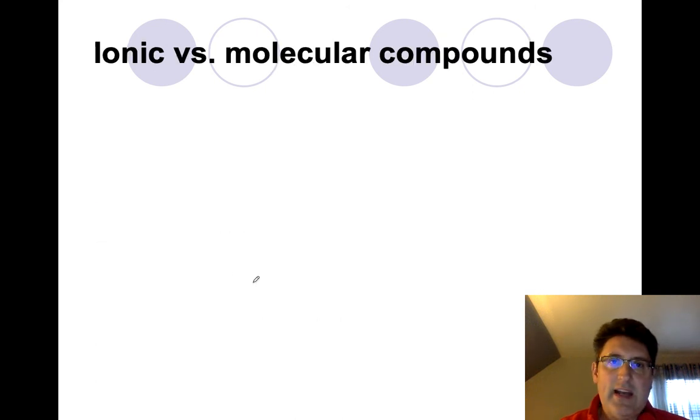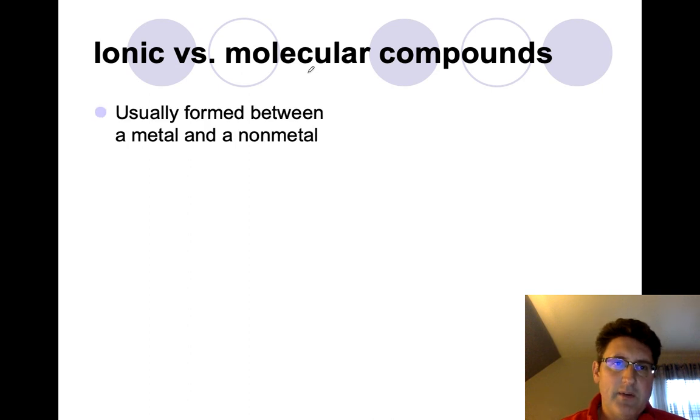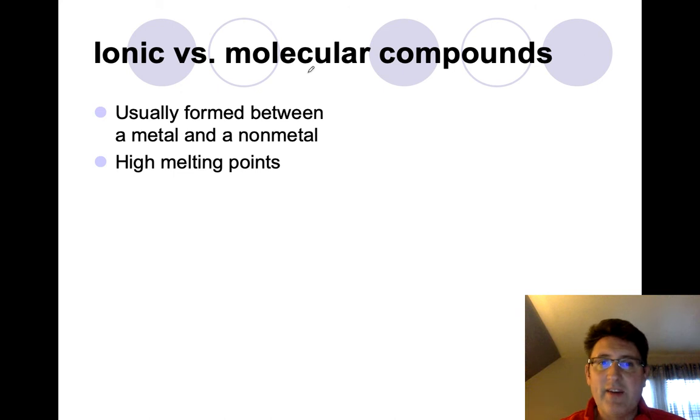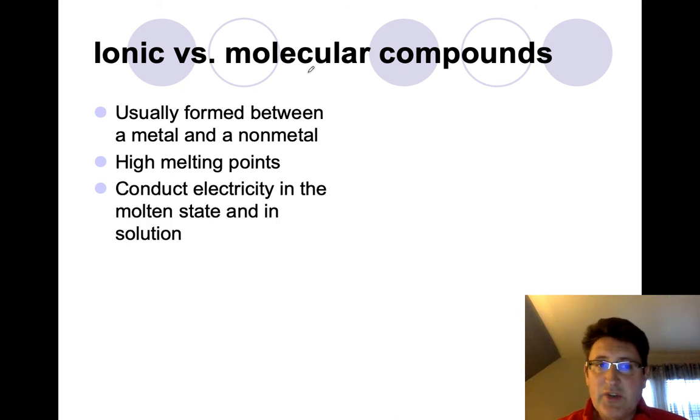Okay. And now lastly, just a quick little comparison between ionic and molecular compounds. This first one is ionic. We're going to go through ionic here. It's usually formed between a metal and a nonmetal. Ionic compounds have very high melting points because of their strong bonds. They do conduct electricity in the molten state, meaning when they're liquefied, and in solution when they're dissolved in water, because they break up into ions, and those ions allow a current to flow.